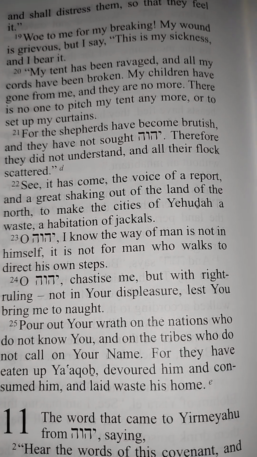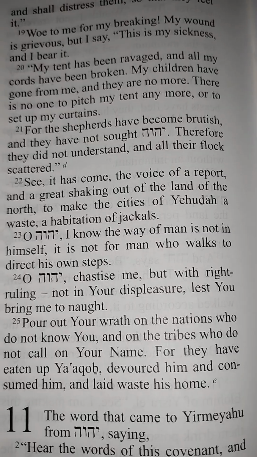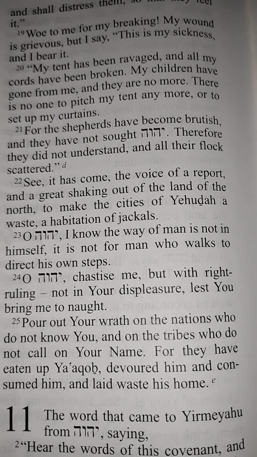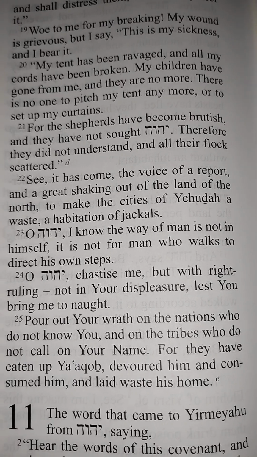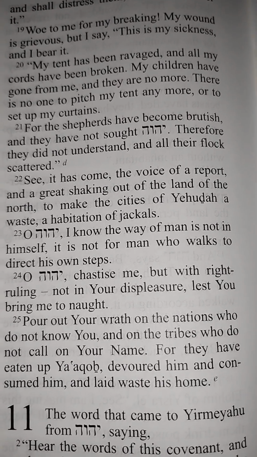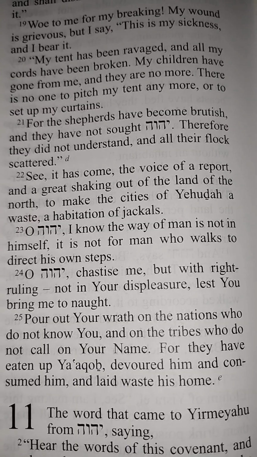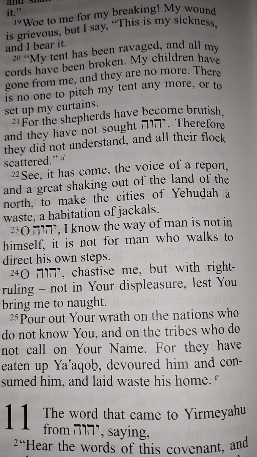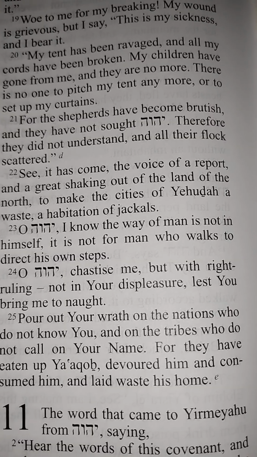For the shepherds have become brutish, they have not sought Yahweh. Therefore they did not understand, and all the flock scattered. See, it has come, the voice of a report, and a great shaking out of the land of the north, to make the cities of Yehudah a waste, a habitation of jackals. O Yahweh, I know the way of man is not in himself. It is not for man who walks to direct his own steps.